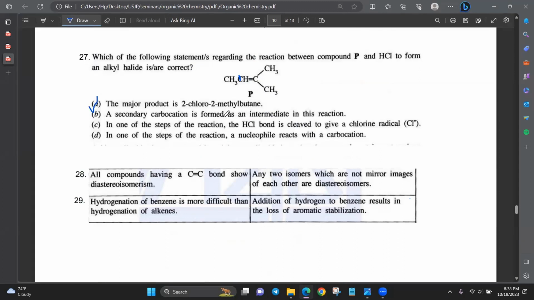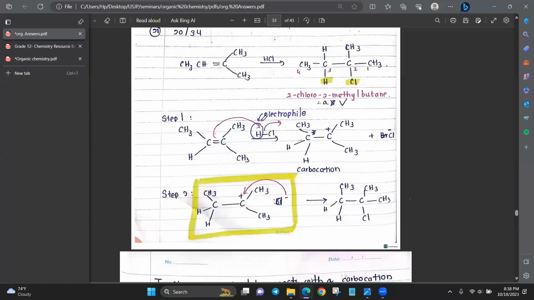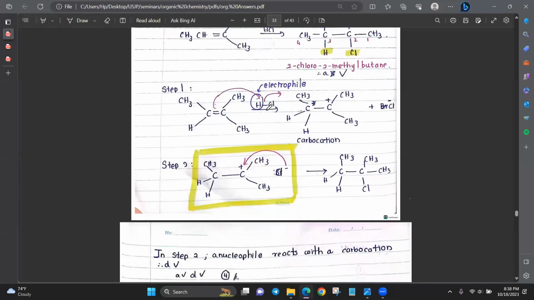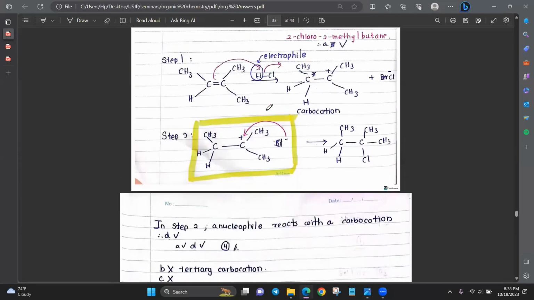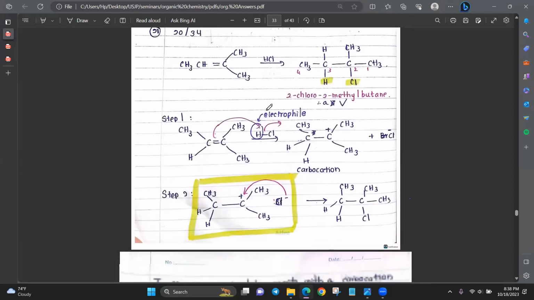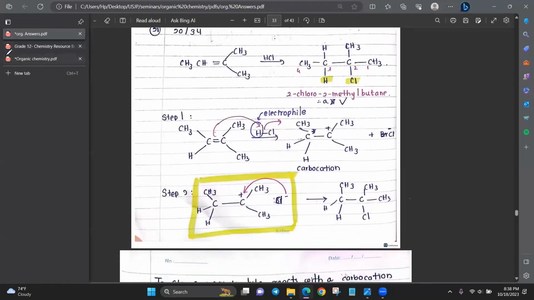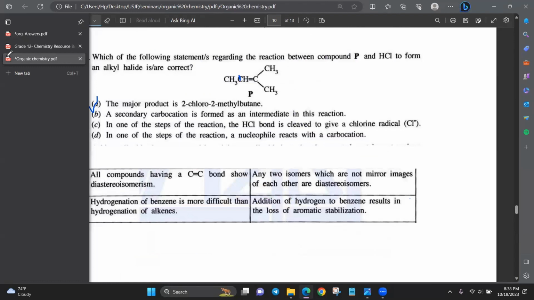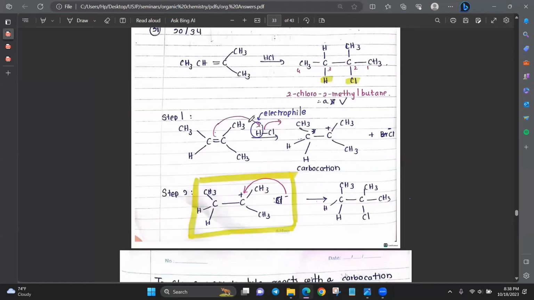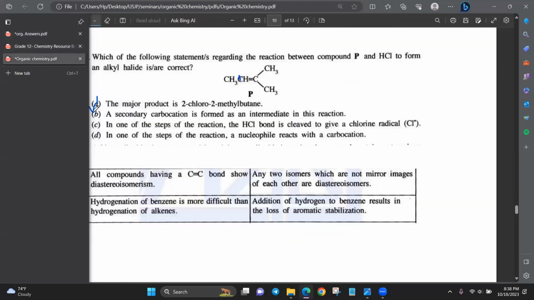B, a secondary carbocation is formed as an intermediate. Is it? A secondary carbocation is formed as an intermediate in this reaction. Is it a secondary carbocation? Now this is what is happening. Then this carbocation, there is no hydrogen attached to this C plus. That means this is a tertiary carbocation. So that means statement B is wrong.